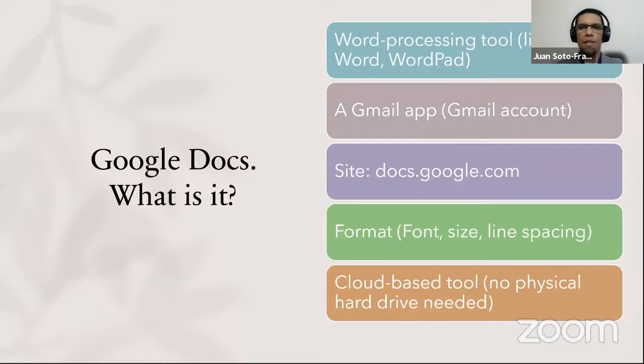If you want to go directly to their website, you would have to go to docs.google.com. They use a very similar format as Microsoft Word, meaning that you can change the font, the size, the lining, you can bold, use italics, underline, etc. It is a cloud-based tool and no physical hardware is needed.